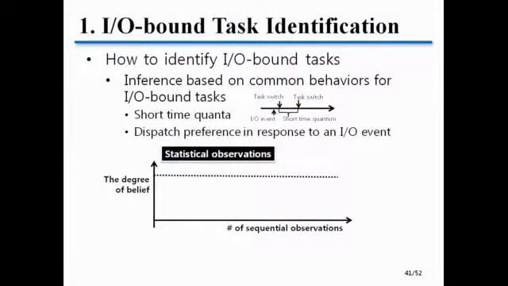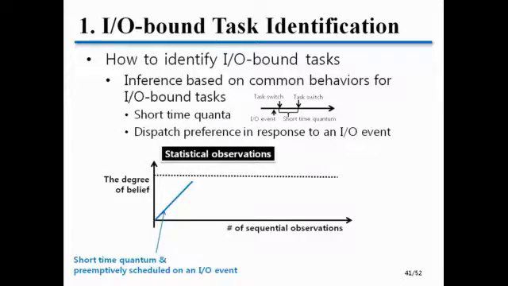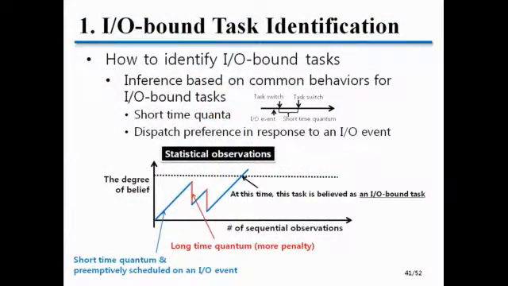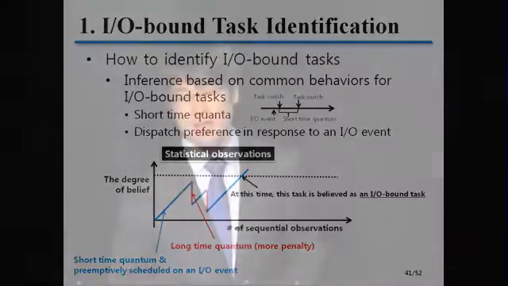Based on these two pieces of common knowledge, we just let the VMM perform statistical observations like this. If a task is preemptively scheduled on its I/O event and runs for a short time quantum, I/O boundness is accumulated. However, if a long time quantum is observed, some penalty is imposed. Then when the I/O boundness goes beyond a certain threshold, the task is regarded as an I/O-bound task. This is a very simple and lightweight approach, as you can see.